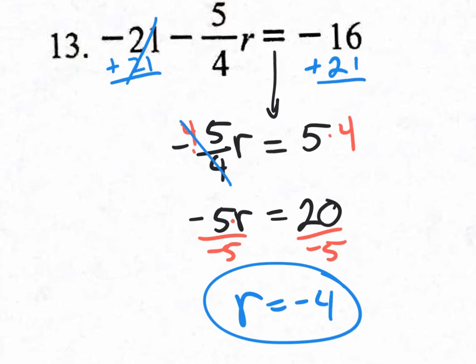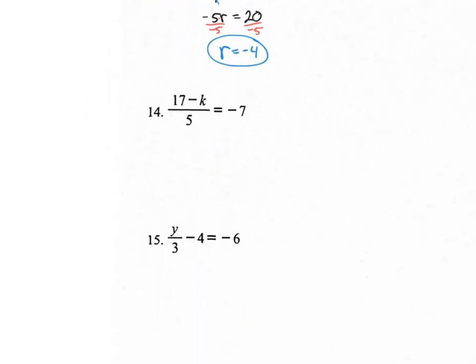Now, I could have gotten rid of the fraction first, but I'd have to multiply by 4. It'd be a huge number here. Multiply by 4, huge number here. Then I'd have to move this huge number to this other side. It's just a lot easier to get rid of that minus 21 first. Let's go to number 15.